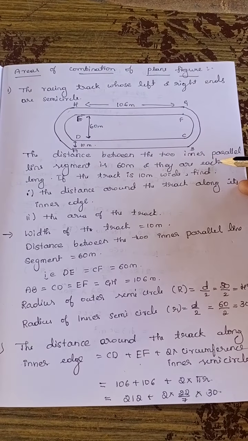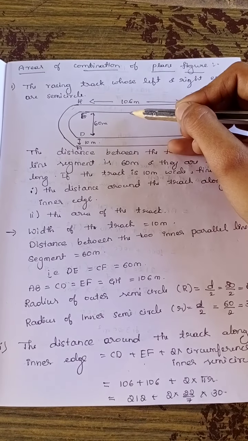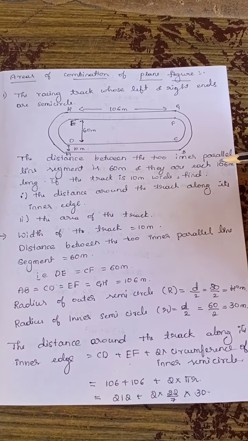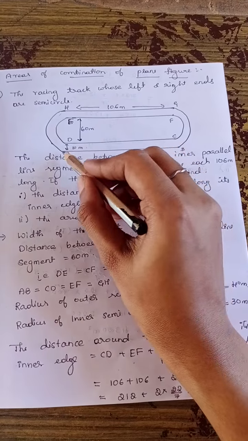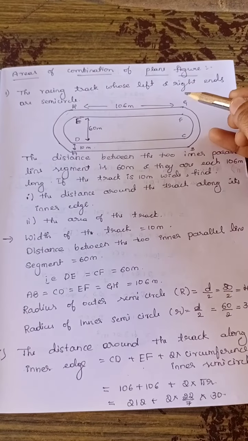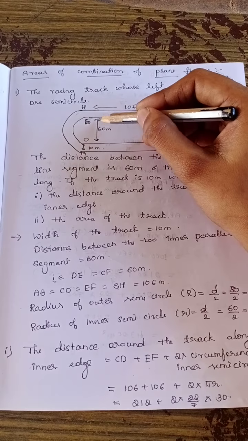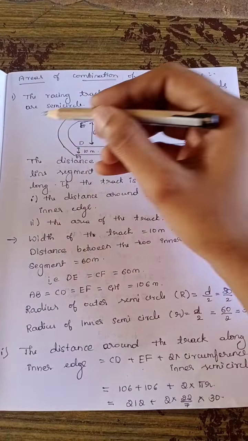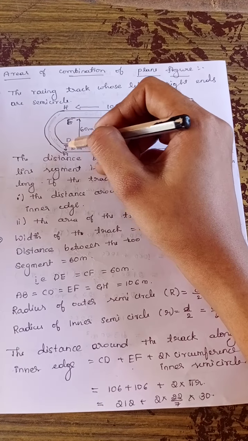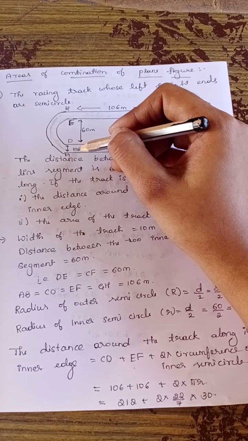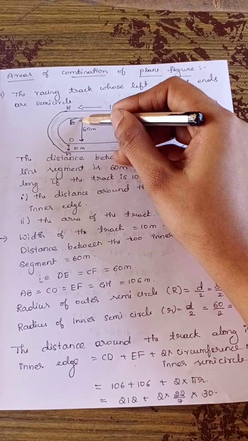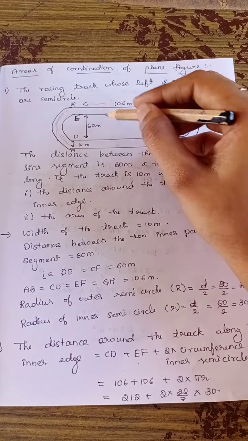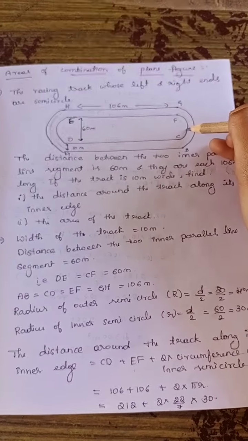The distance between the two inner parallel lines, here these two are the inner parallel lines, is 60 meter and they are each 106 meter long. The length of this parallel line is 106 meter and the distance between the inner parallel lines is 60 meter. If the track is 10 meter wide, this is the track, the width is 10 meter. This is one track with the right and left ends as semicircles.